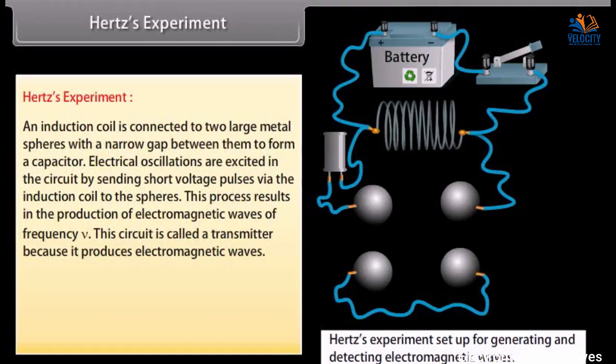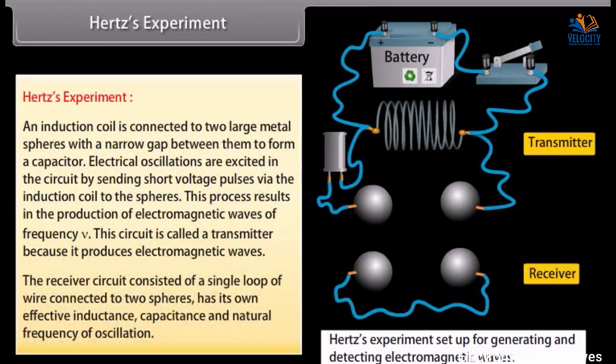This circuit is called a transmitter because it produces electromagnetic waves. The receiver circuit consisted of a single loop of wire connected to two spheres, has its own effective inductance, capacitance and natural frequency of oscillation.